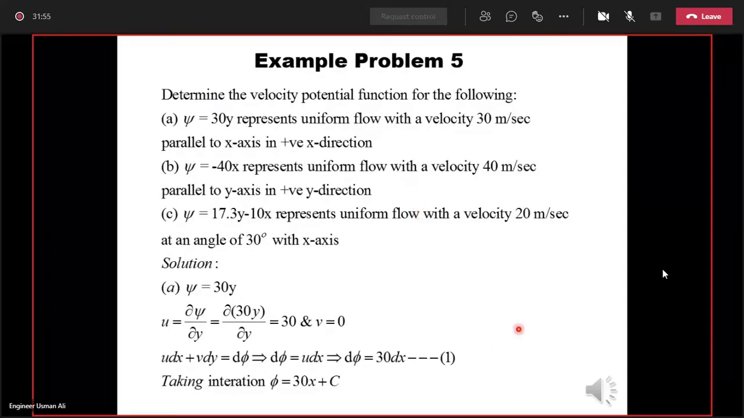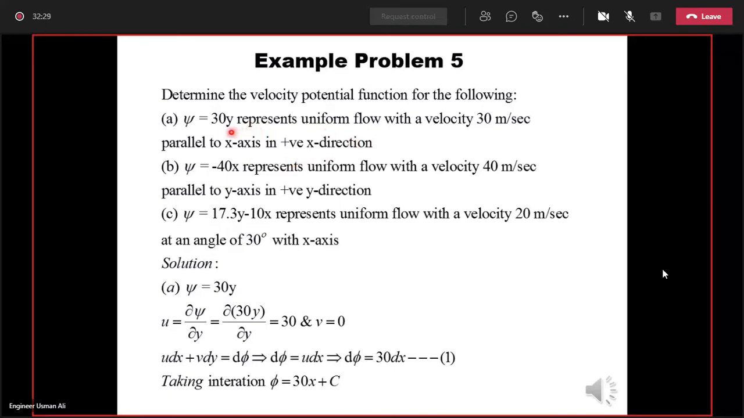So the first one is, you are given 3 flow fields which are characterized by the function psi, and you are asked to find the equation of the velocity potential function using this information. So for example, the first case is psi is 30y. It is a 2-dimensional flow field, which represents uniform flow with a velocity of 30 meter per second parallel to the x-axis in the positive x direction.